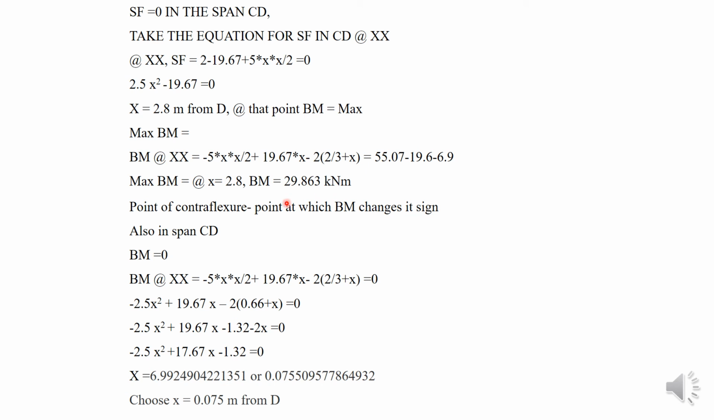Also, to locate the point of contraflexure, it is the point at which the bending moment changes its sign. So locate that span and develop an equation for bending moment at x and equate it to 0. This is the equation we developed. It is a quadratic equation, so solve it and you will get 0.075 meter from D. At a distance of 0.075 meter from D we will have zero bending moment, and this point is called the point of contraflexure or point of inflection.